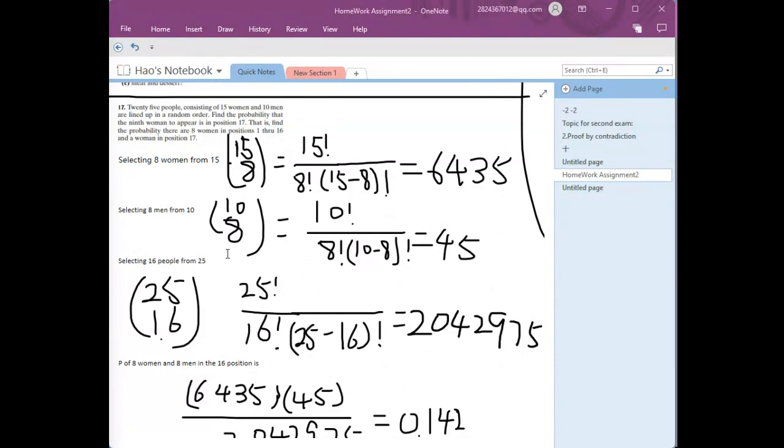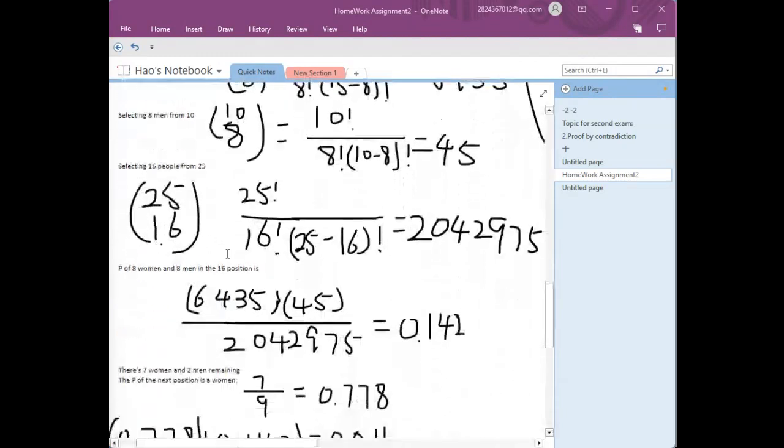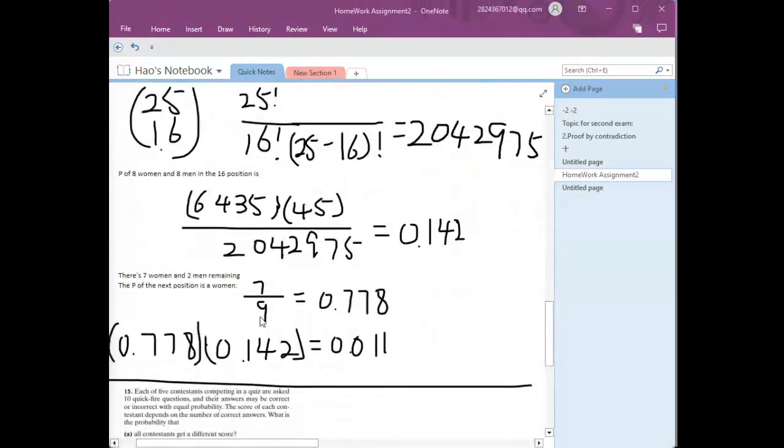Then totally selecting 16 people from these 25, there are this many. So the sample space would be 25 choose 16. Then the event is the number of ways of choosing women multiplied by the number of ways of choosing men. Then we get 0.142. So the answer is not 0.142.